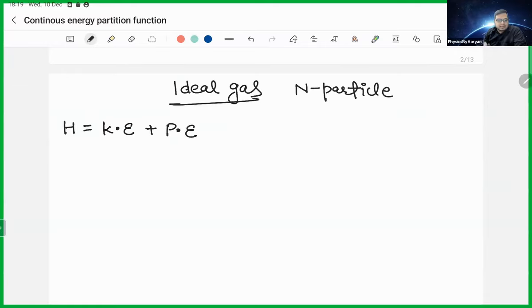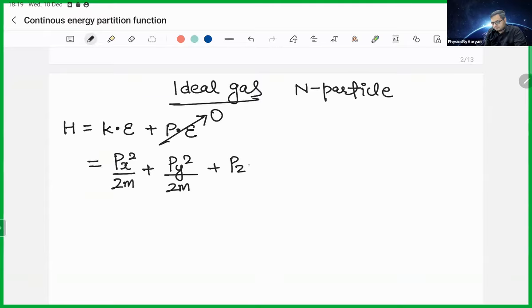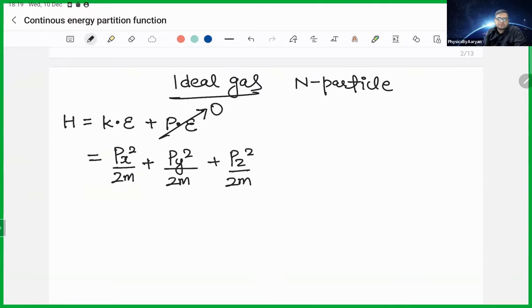Can you tell me, is there any potential energy in an ideal gas? No. Ideal gas basically means that there is no interaction between the particles. So potential energy is zero, only kinetic energy we have. In general, gases are in 3 dimensions. So what I can write is px square by 2m, py square by 2m, pz square by 2m. So this is your Hamiltonian.